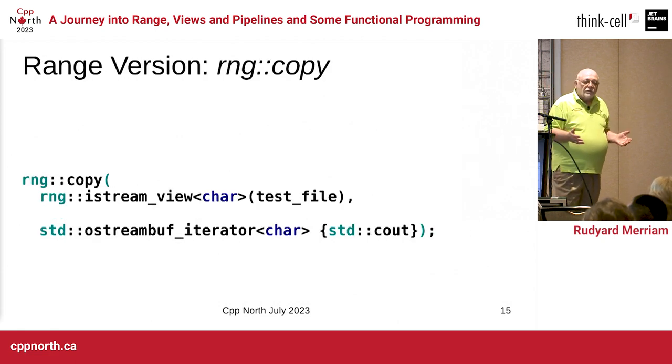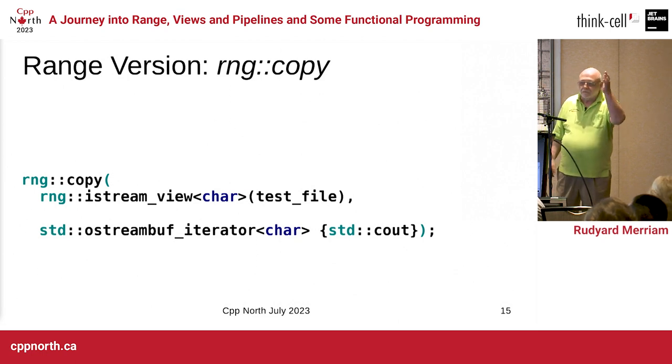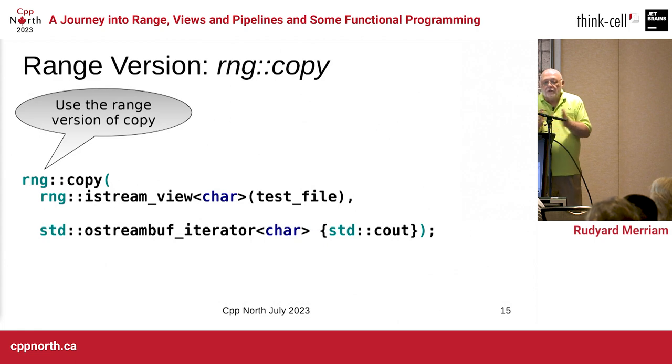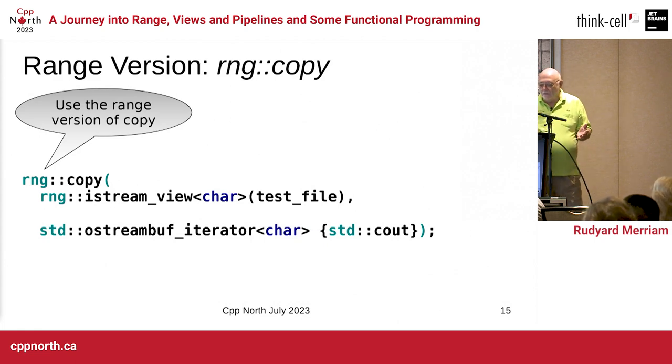How do we convert this to a range? I'm not going to repeat that span stream line every time. I drop out some of these lines of code, you don't need to see them every time. So we use the range version of copy. Change the namespace. That's all you got to do to get the range copy.